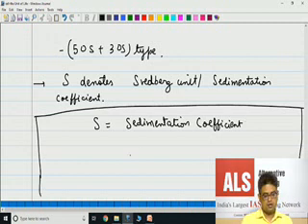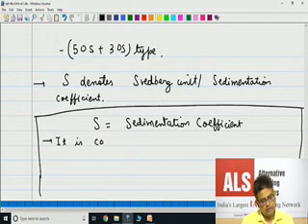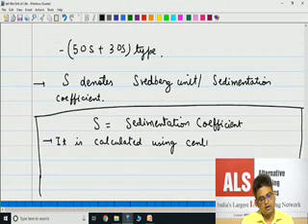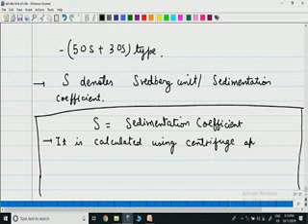Okay. So it is calculated using the centrifuge apparatus. Now what is the centrifuge like?